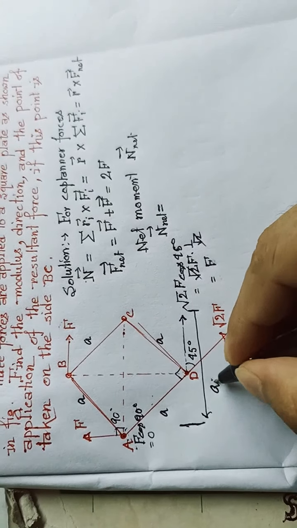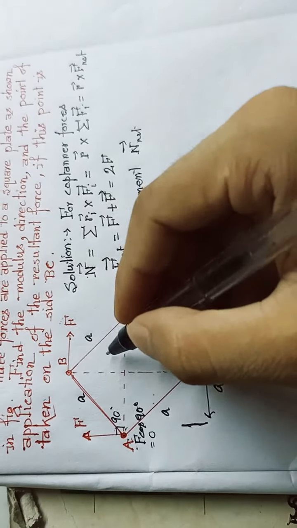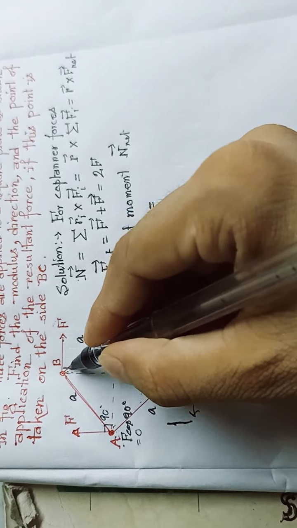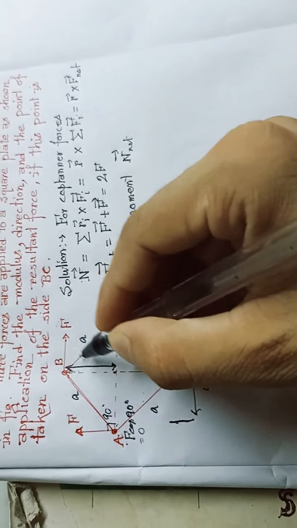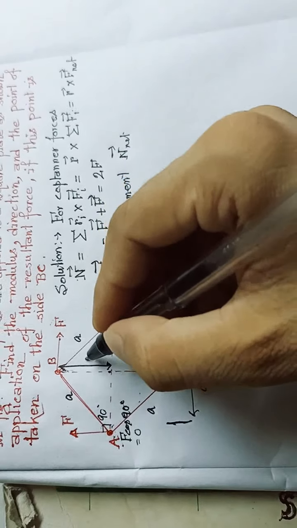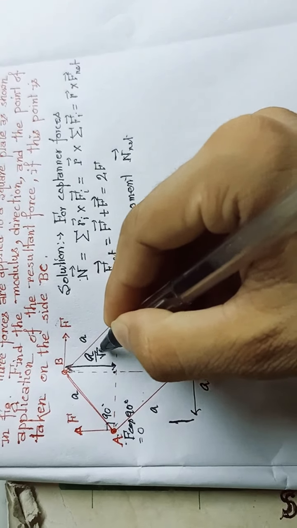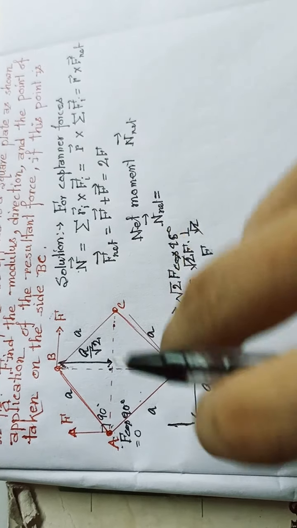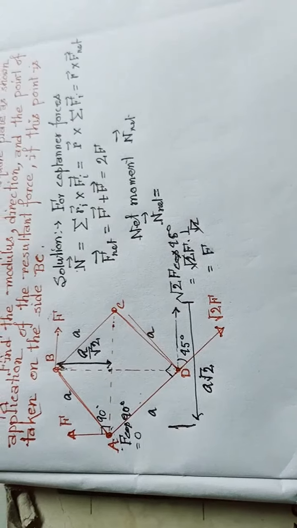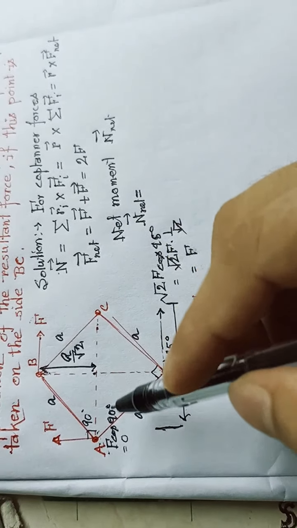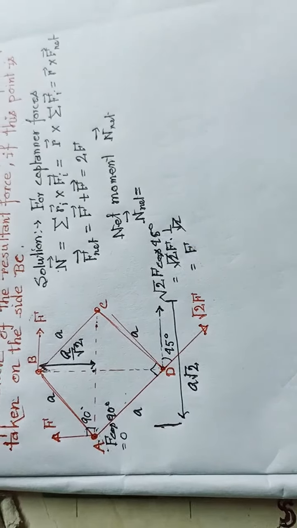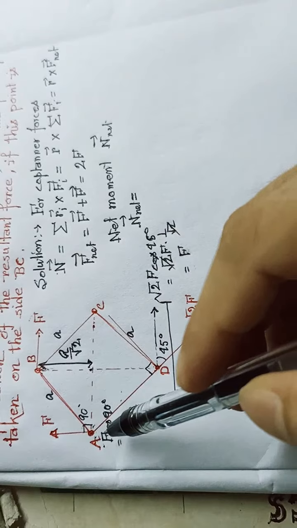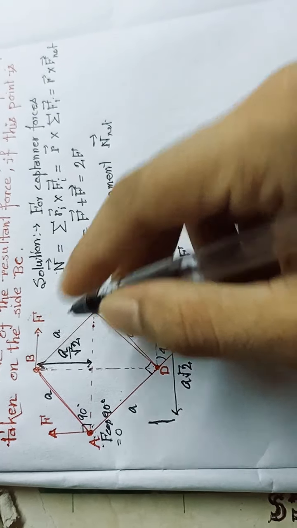So this length will be A root 2, and this is again a diagonal, and this is half of the diagonal. So this length will be A root 2 divided by 2, that will be A divided by root 2. And for finding the moment equation, the sense of rotation is also important. If we are taking the clockwise direction as the positive direction, then the anti-clockwise direction will be negative, as the forces which are acting on point A and point B tend to rotate this plate in the clockwise direction.